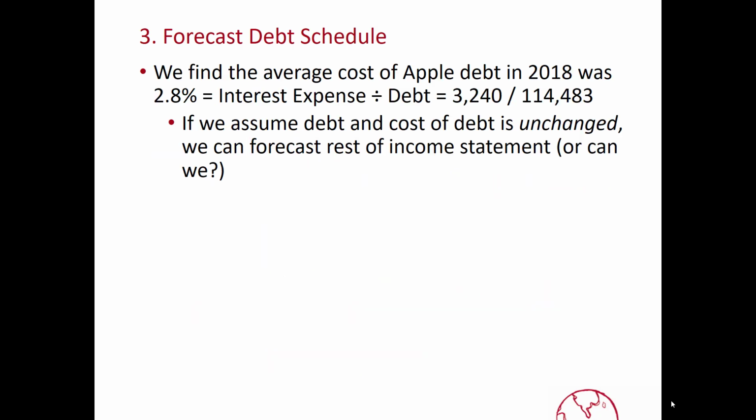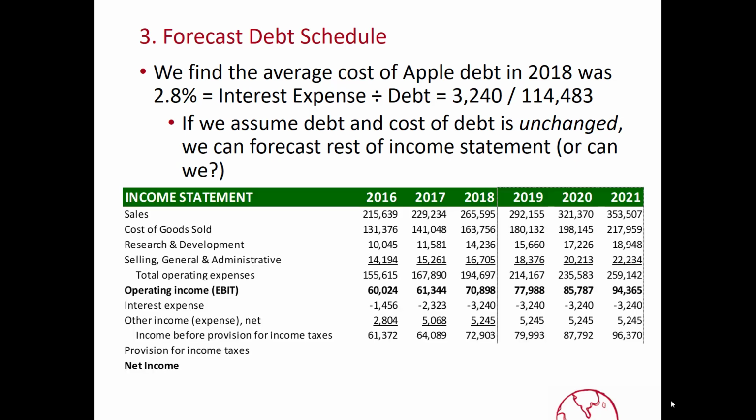So let's look at Apple's debt in 2018, where the average cost was 2.8%. This was calculated by looking at the interest expense that was actually paid over the debt outstanding. If we assume that both of these are unchanged, we can forecast the interest expense in the coming year. Notice that the interest expense is going to be $3.2 billion in 2019, which is the same value as in 2018.